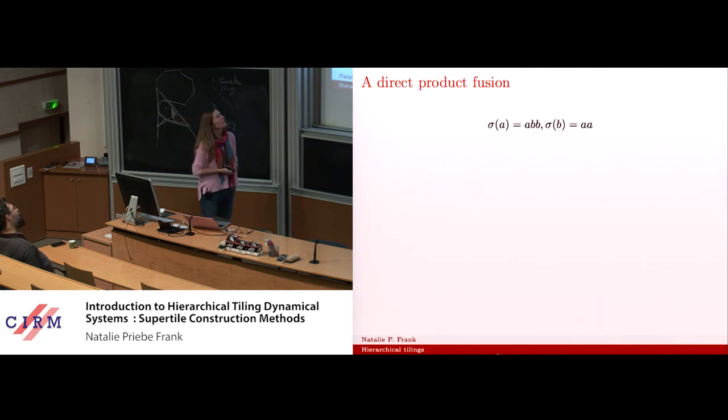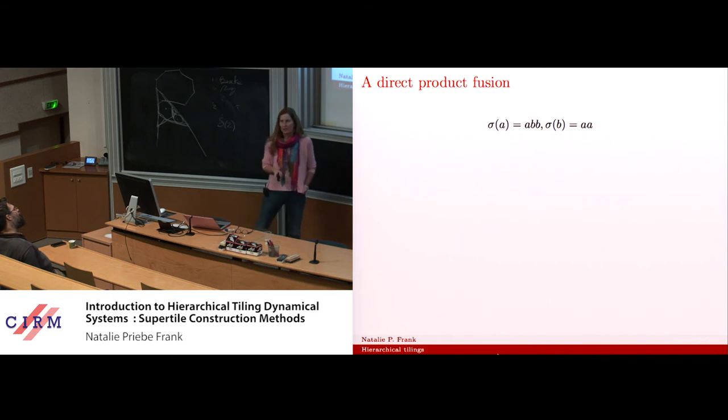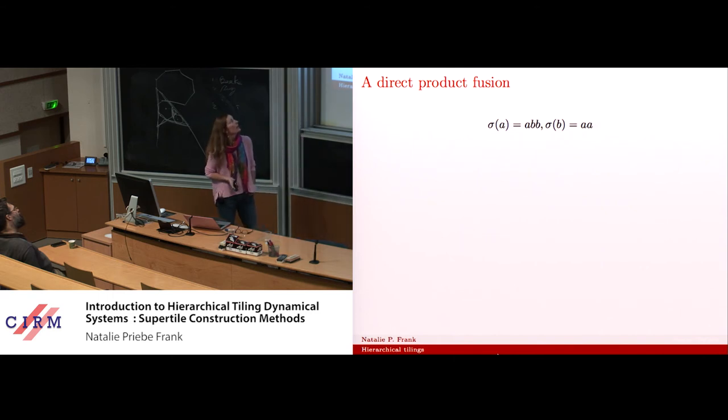But let's do an example. The best examples, the easiest examples to write down are direct products and direct product variations. So let's do a direct product. I just picked out this substitution here, so A goes to A, B, B, and B goes to A, and I'm going to use that to create a fusion rule.